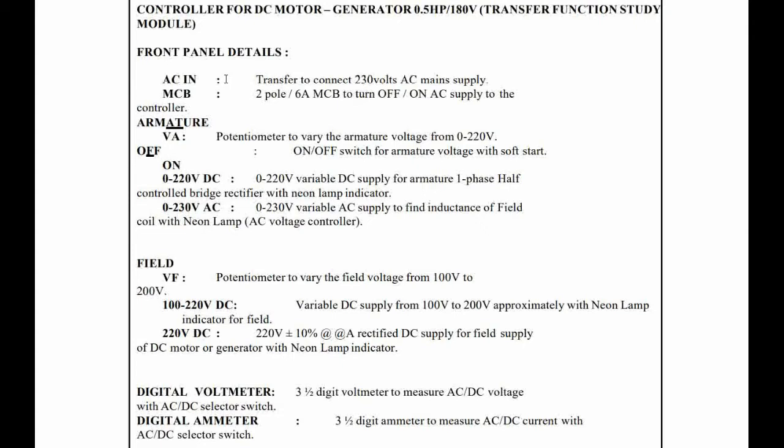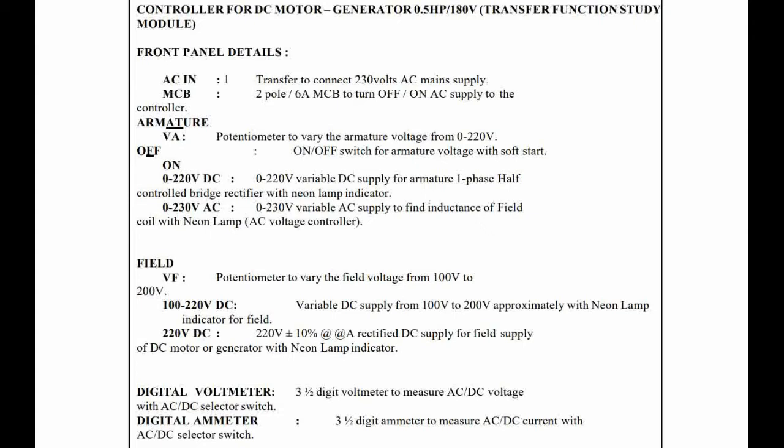On the armature side, VA is the potentiometer to vary the armature voltage in the range of 0 to 220 volts. Similarly, there is a 0 to 220 volts variable DC supply for the armature with the help of a single phase bridge rectifier with neon lamp indicator.